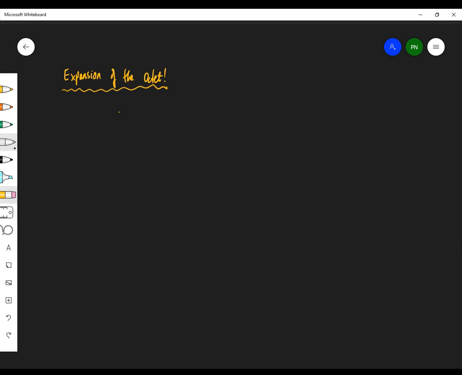Well, the octet is the idea that in covalent bonding, there are 8 electrons around the central atom. Okay, now let's see what that means.